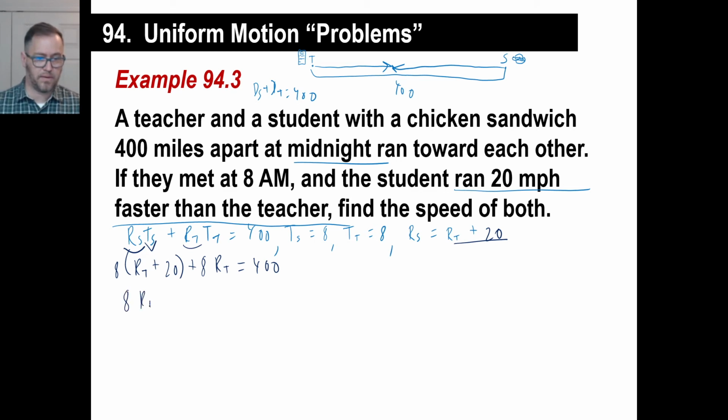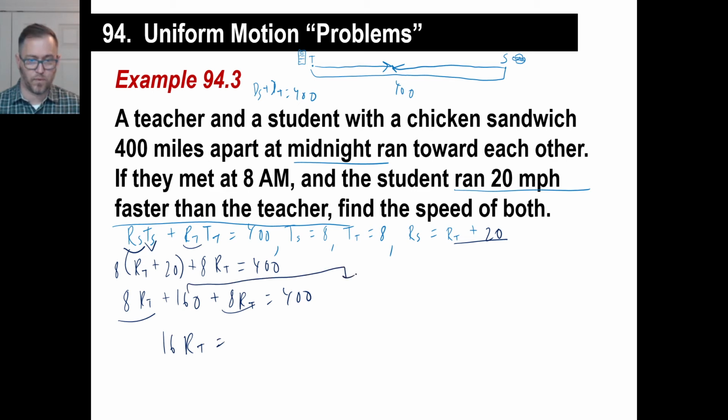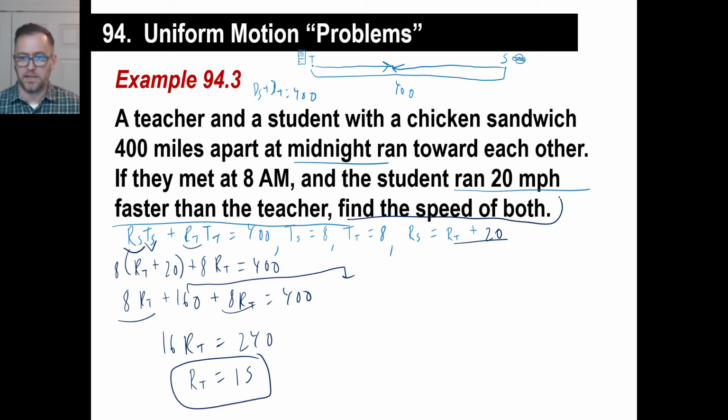8 times the rate of the teacher plus 8 times 20 is 160, plus another 8 times the rate of the teacher is 400. So I got 8 plus 8 is 16, 16 times the rate of the teacher. I'm moving this over. 400 minus 160 is 240. If you want to use a calculator, you're okay. It's just to save yourself some time, but you would find that the rate of the teacher is 15.